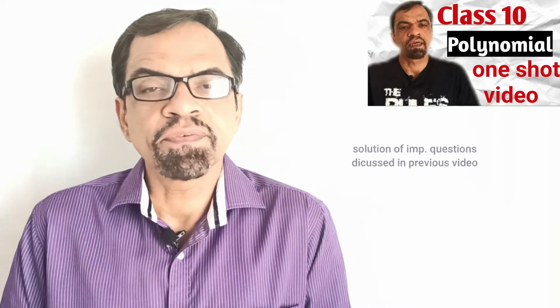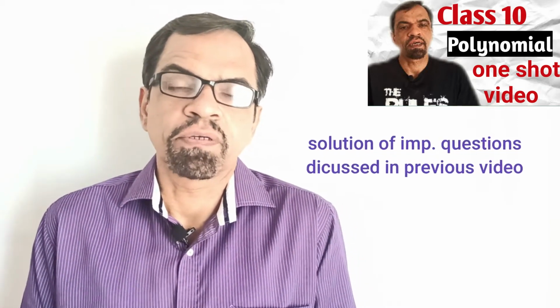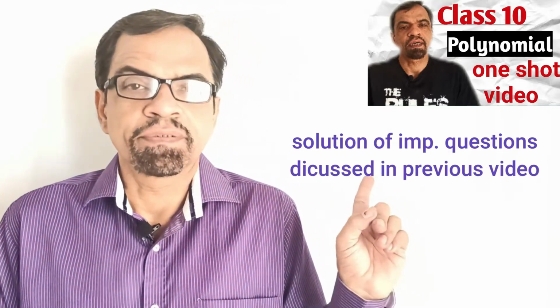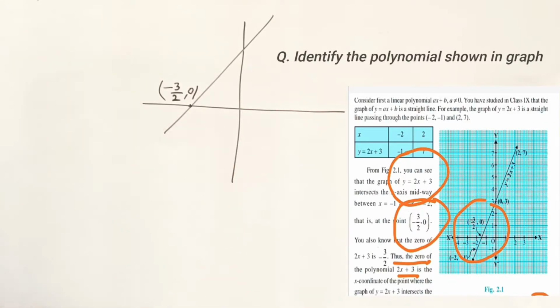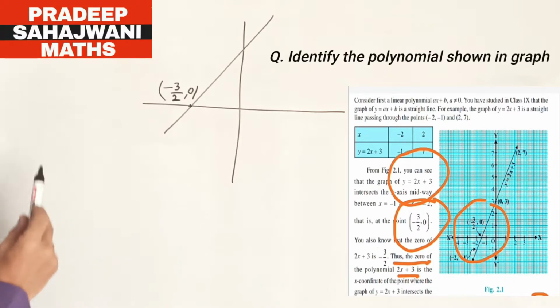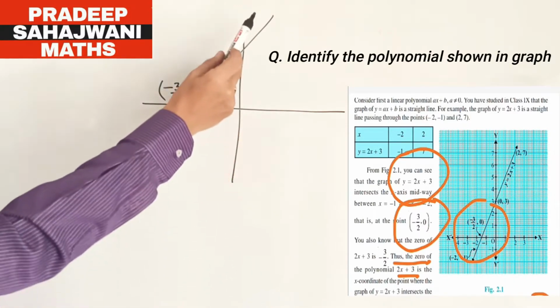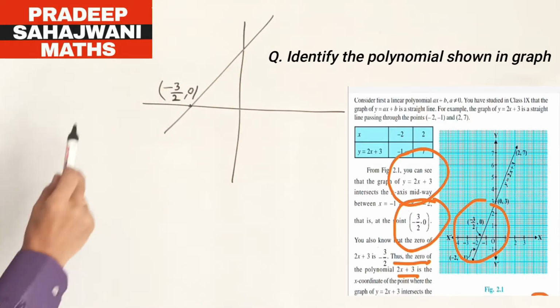Class 10th, in this video you watch the solution of important questions which I discussed in the previous video. The topic was polynomials, Class 10, see page number 22. The graph is given. The question may be asked: write the polynomial by observing this straight line.